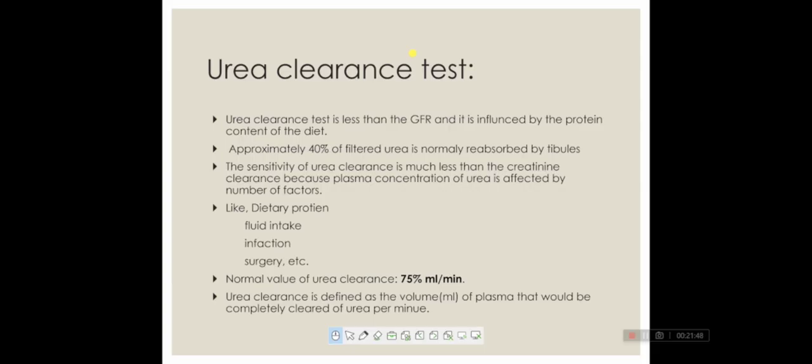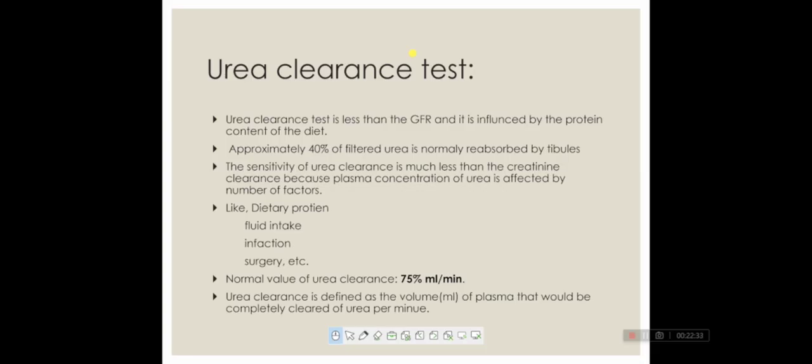is excreted. The urea concentration of the urine that is cleared, and the blood urea that is cleared or excreted by the kidney, are compared, which gives us the complete clearance of urea per minute by the kidney. The urea clearance test is less than the glomerular filtration rate, and it is highly influenced by the protein content taken in the diet. Approximately 40% of filtered urea is normally reabsorbed by the tubules, while the rest is excreted out.